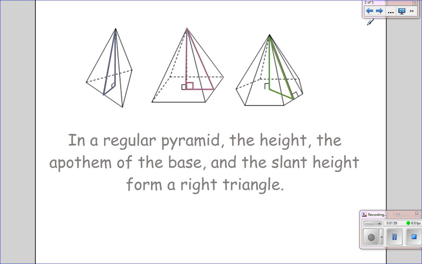All right, in a regular pyramid, where all the sides are the same on the base, the height, the apothem, and the slant height form a right triangle. That's going to be critical that you see that because we're going to have to use that right triangle to solve for missing pieces of our pyramid.